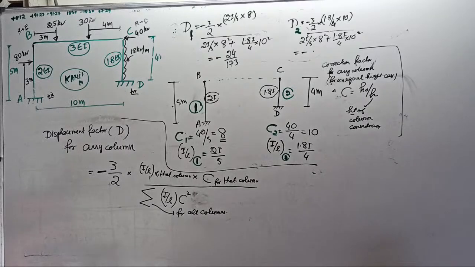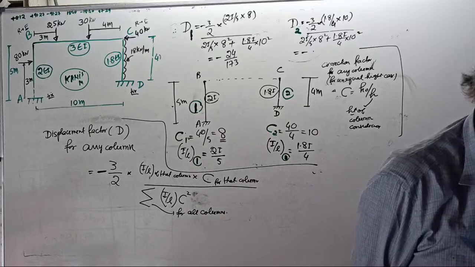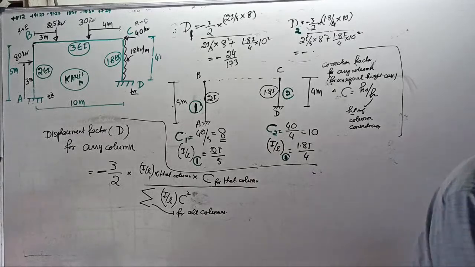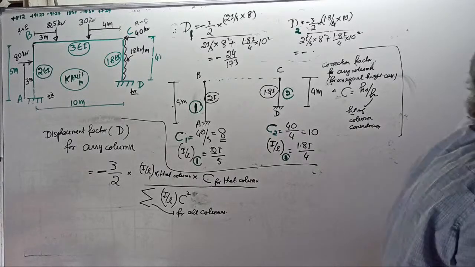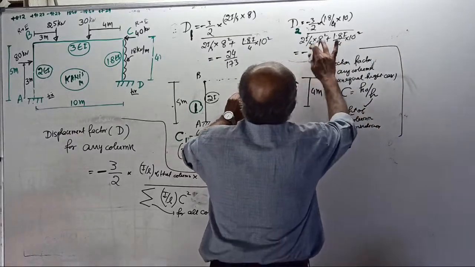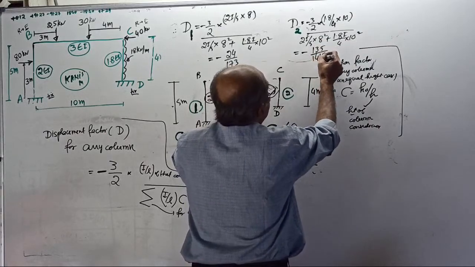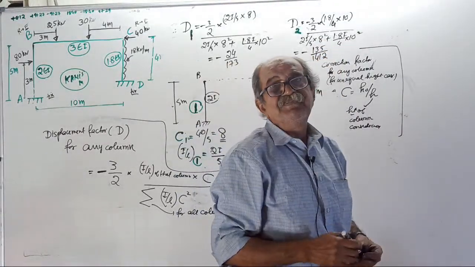When you get the denominator, you should store it in memory. You are taking a lot of time. Second answer. Oh, what is this? Minus 135 by 1412. Okay. Minus 135 by 1412.